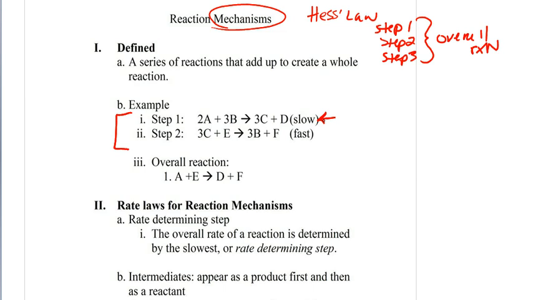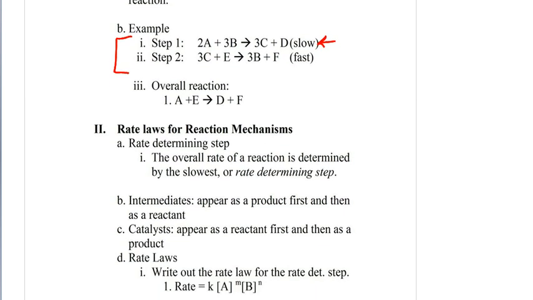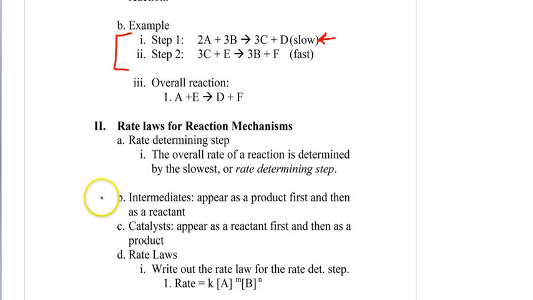A few things to look at when you look at a mechanism is to see first off if there are things that you can cancel out. And if you find anything that appears, so looking down here, appears as a product first and then as a reactant, then you know that it's an intermediate. If you see something appearing first as a reactant and then as a product, it is a catalyst. Now, intermediates, those are never found in your overall reaction. So therefore you want to make sure that they do cancel, and that's how you know your mechanism is correct.